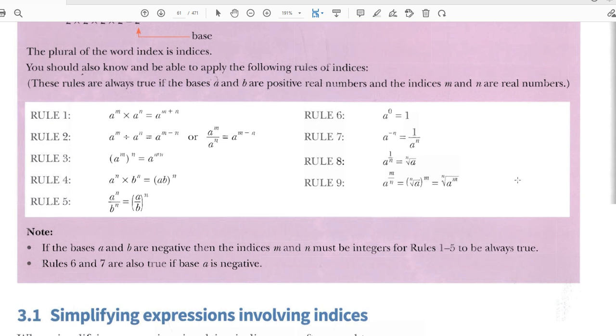Here we have some rules of indices. If you remember these rules, then you can easily do all kinds of questions which are related to indices. Let's have a look.